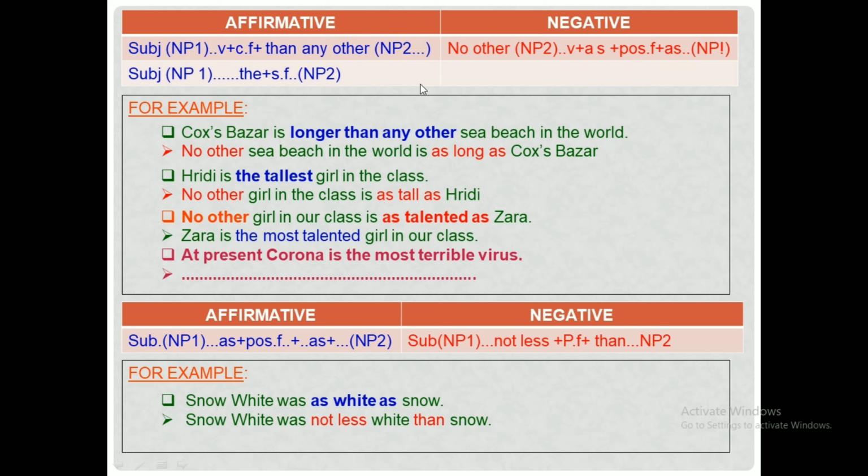Let's try to solve the example. Coxsbazar is longer than any other sea beach in the world. Here, Coxsbazar has taken the place of NP1 and sea beach NP2. Our answer will start with no other. After that, NP2, which is sea beach, with the rest part of the sentence.